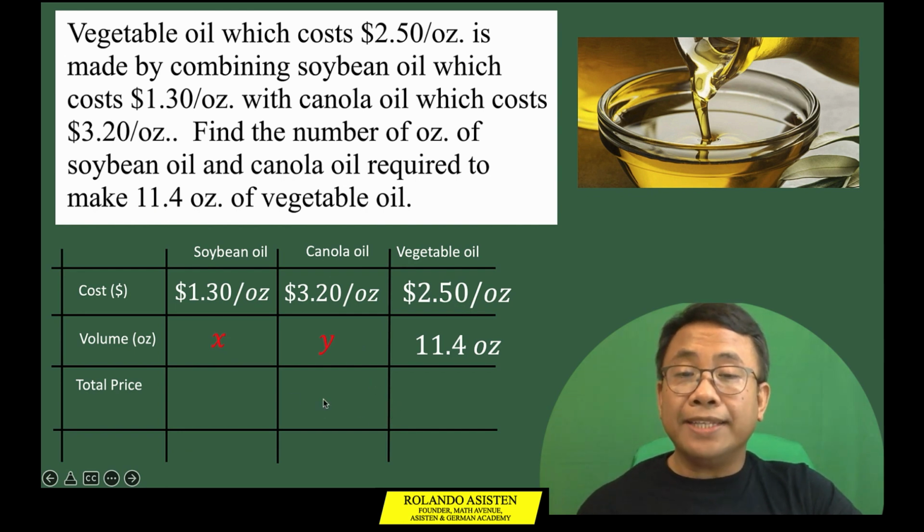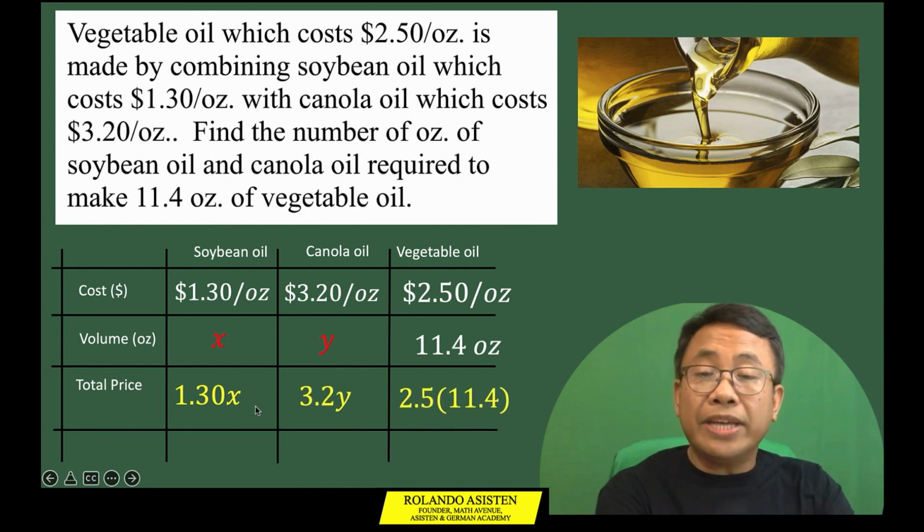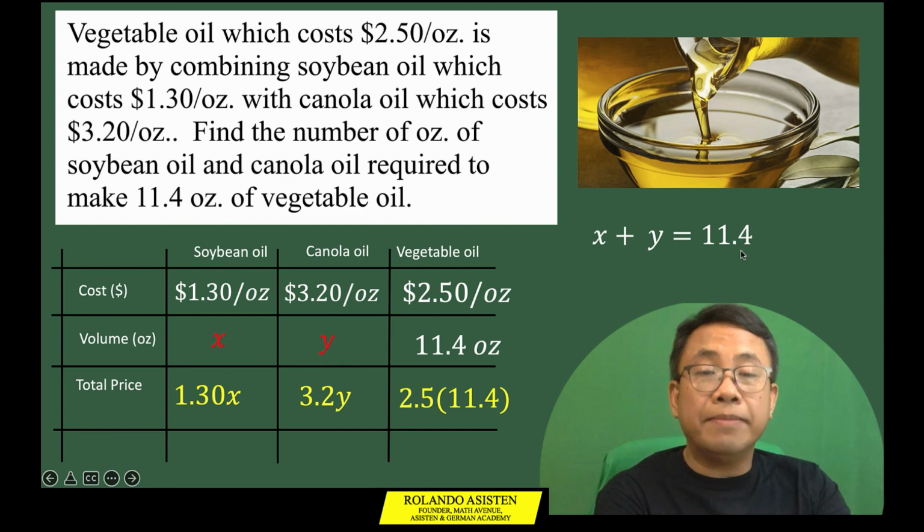Then for the total price, if the cost per ounce is $1.30 for the soybean oil, and there are X ounces of that soybean oil, then the total cost would be the product of $1.30 and X. The same explanation applies for the canola oil and for the vegetable oil. For our equations now, we'll have two equations in two variables. First, the combined volume of the soybean oil and the canola oil would be equal to the mixture. So that means X plus Y is equal to 11.4 ounces. When you mix the soybean oil and the canola oil, this is the resulting mixture.